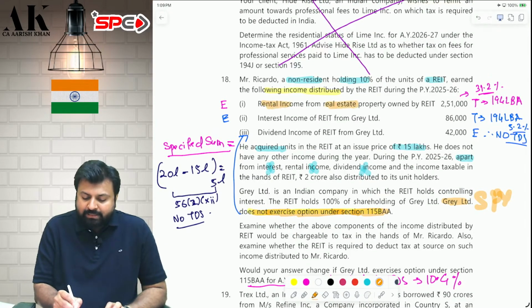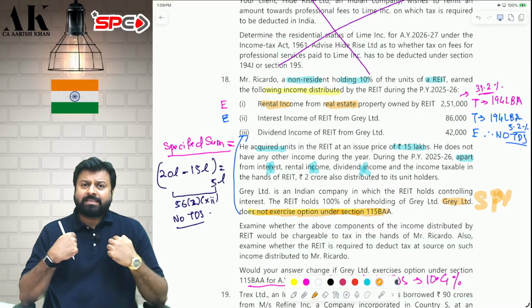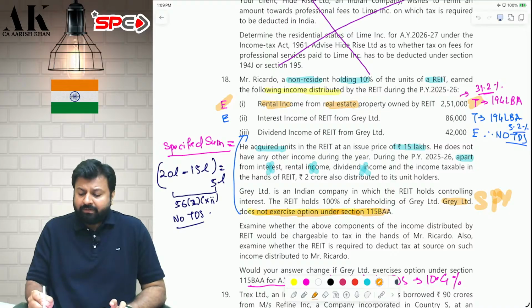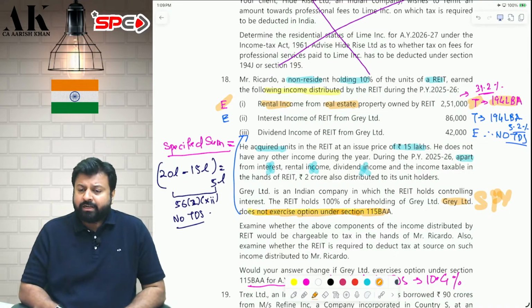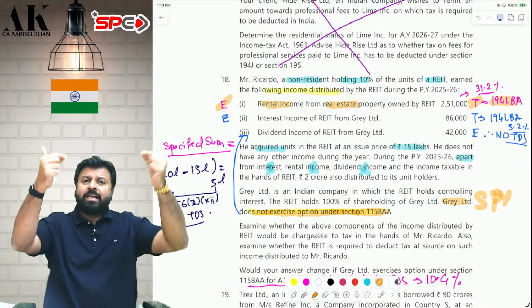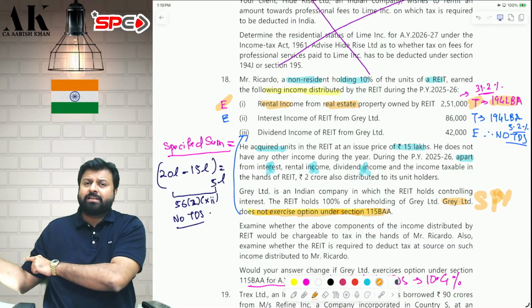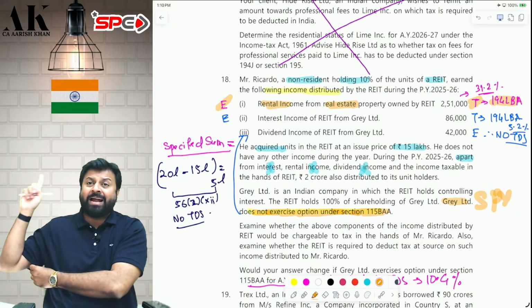Rental income from real estate property. What will happen? Rental income from real estate property is exempt in the hands of the trust. Business trust income is taxable in the hands of the investor under 194LBA. The trust will deduct TDS. So if a business trust invests in land and building, earns rental, it is exempt in the hands of the business trust, taxable in the hands of the investor. The investor is non-resident, therefore deduct TDS under 194LBA at rates in force.